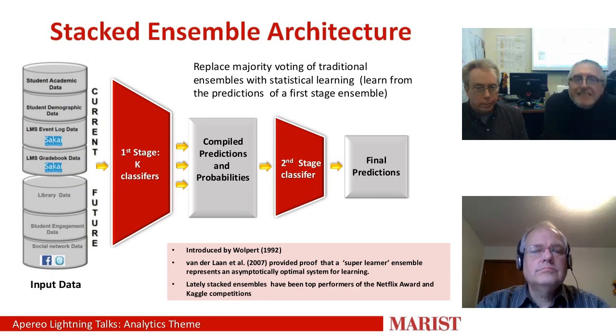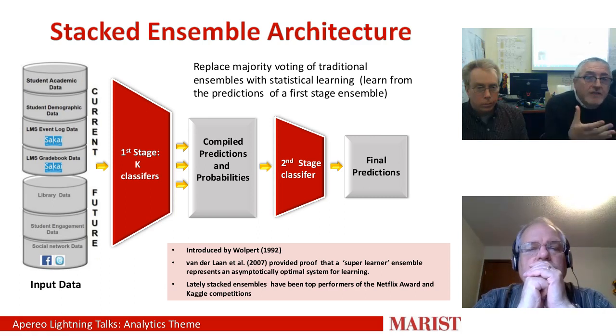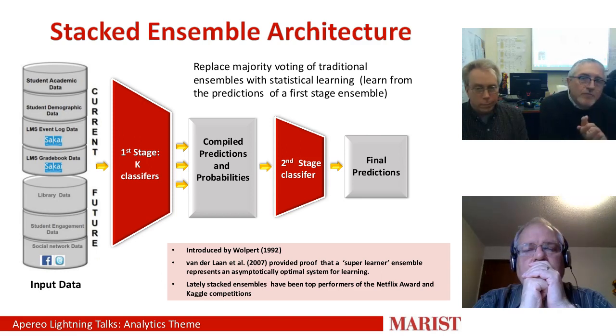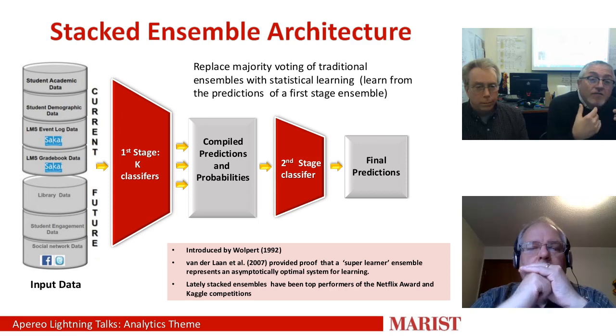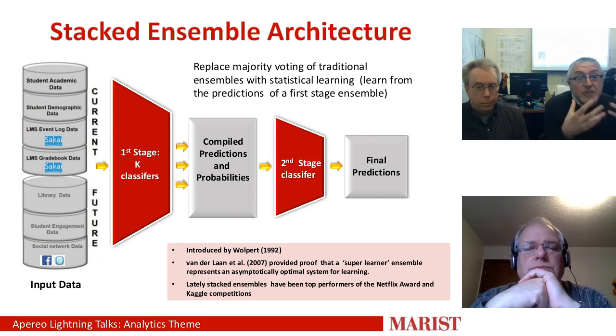This stack ensemble architecture is based on the idea that instead of having a single classifier as we used to have before, now we have a collection of classifiers. It's a twist on the traditional concept of an ensemble, where you have a bunch of classifiers that provide predictions, and then eventually through majority voting, you come up with a final prediction. Really, what we're doing here is substituting majority voting with statistical learning. We have a first stage of base classifiers that delivers predictions, but those predictions are then used as input to a second stage that delivers the final predictions.